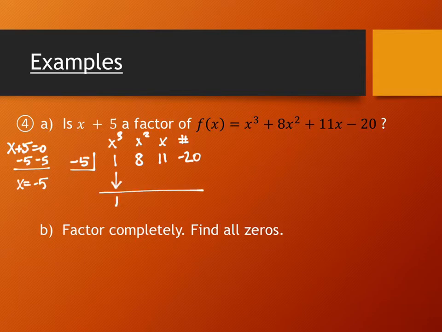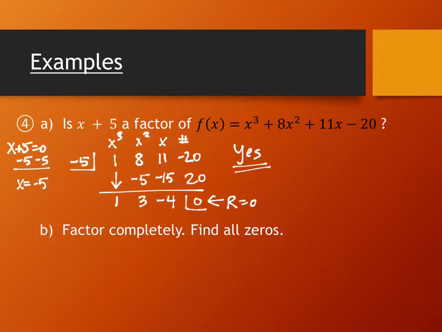We'll pull our number 1 down. 1 times -5 is? -5. 8 plus -5 is 3. 3 times -5. 11 minus 15. Good, -4. And then -4 times -5, 20. What does it do? 20. So I get the 0. Okay, good. So is it a factor? Yes. And the reason is because the remainder equals 0. So yes, it's a factor.